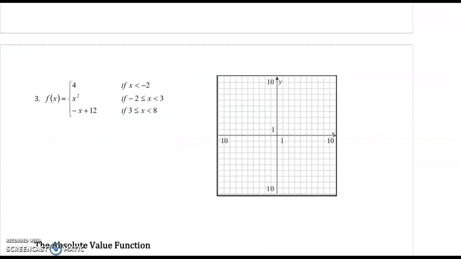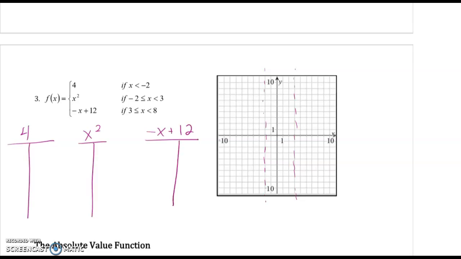All right, this is another 3-parter. All right, so x is less than negative 2, between negative 2 and 3. All right, and so all I'm going to do is I'm going to take my 3 functions, and let's see what we can plug in. So for 4, I can plug in less than negative 2. Remember, there's going to be an open circle at negative 2. And this is saying all my y values are going to be 4.